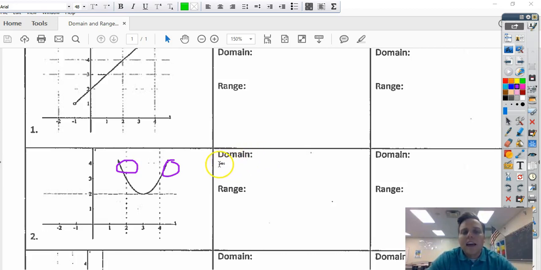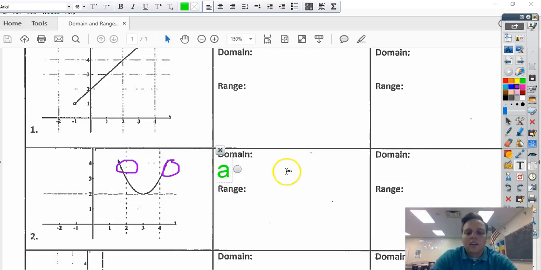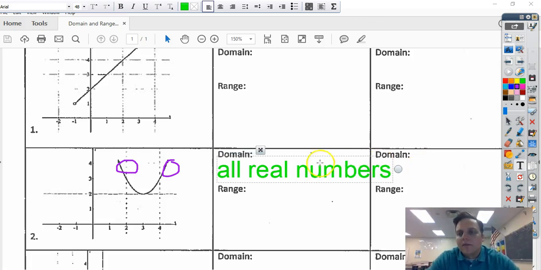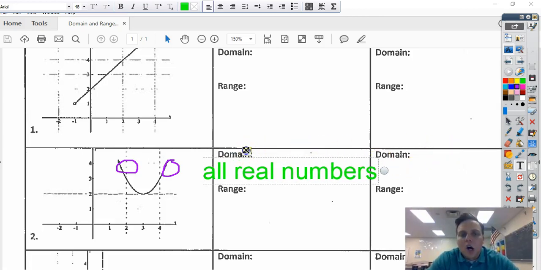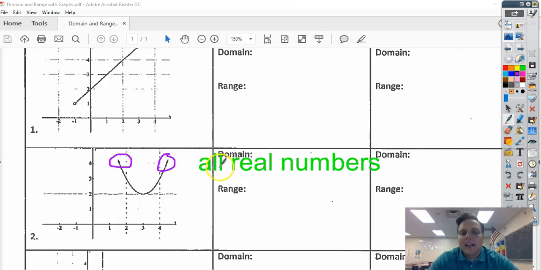So how do I write that in inequality format? In inequality format, you can literally type all real numbers. Okay, my text is a little big, but all real numbers. That is the domain. Since you get all x values, we technically hit every single number, so all real numbers.